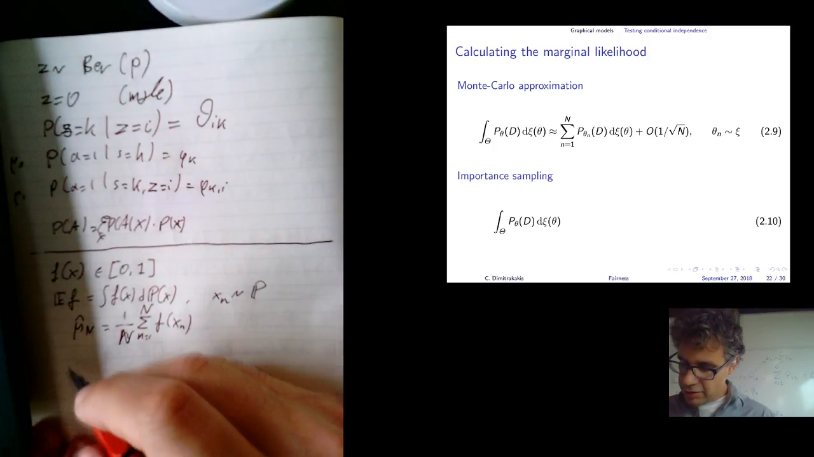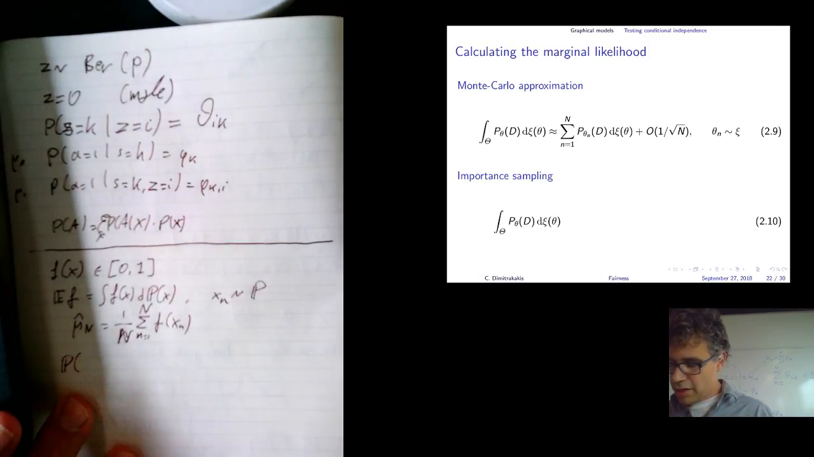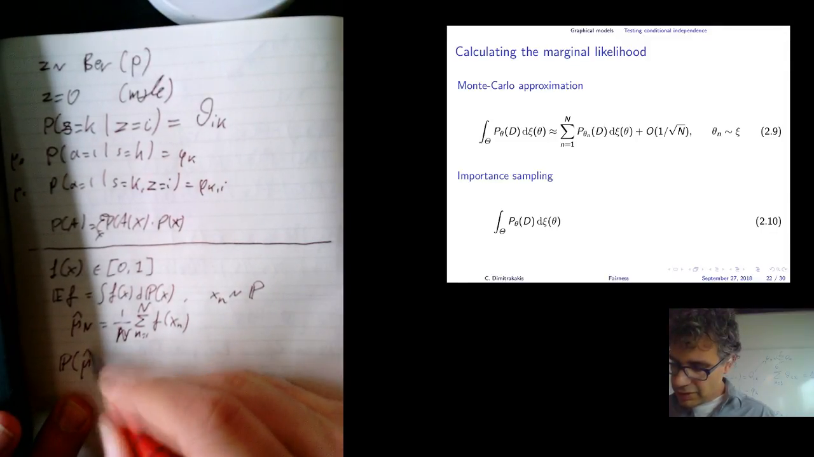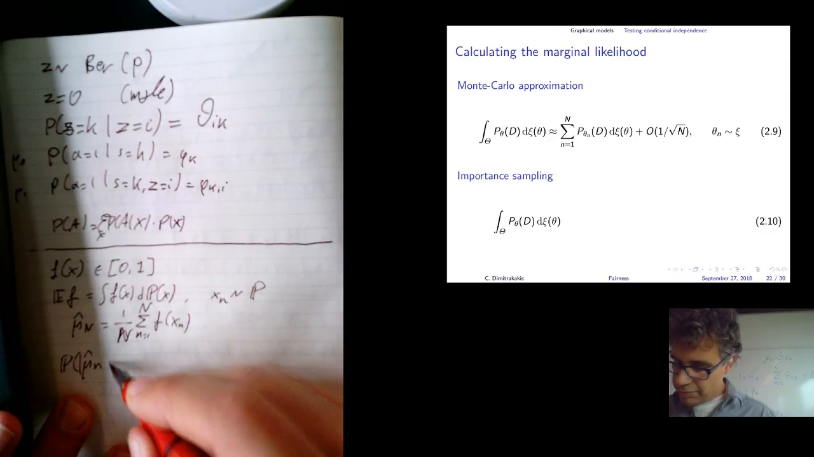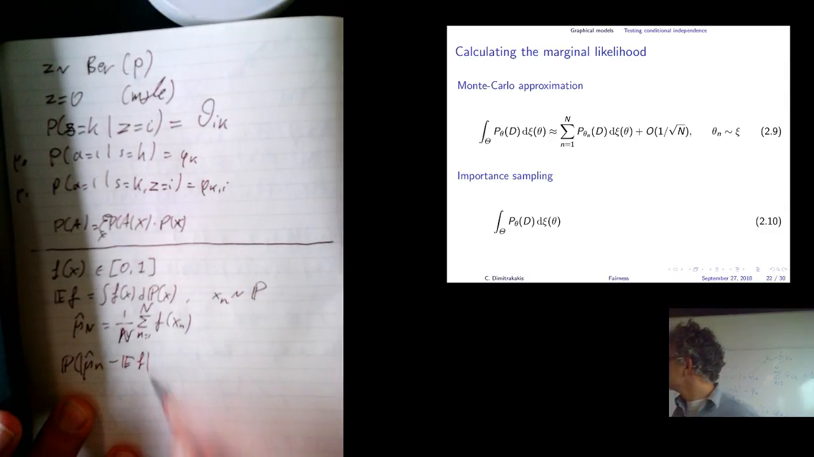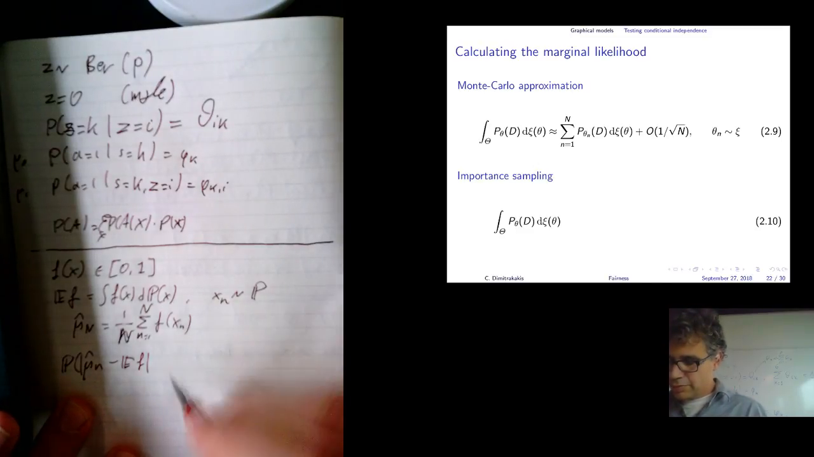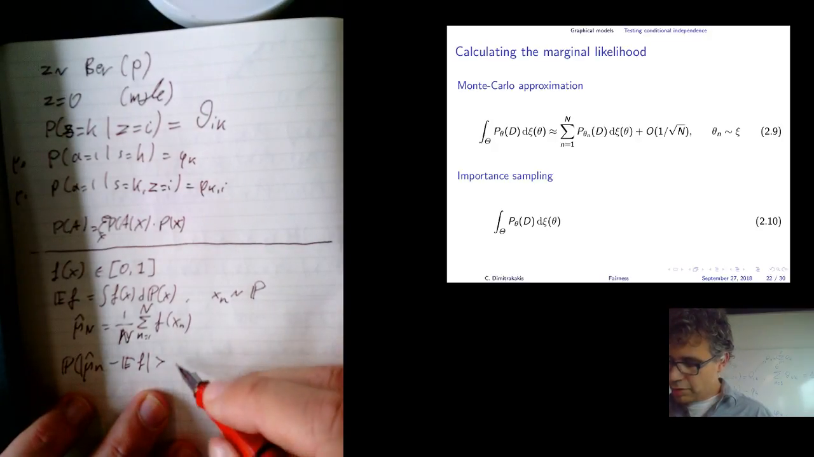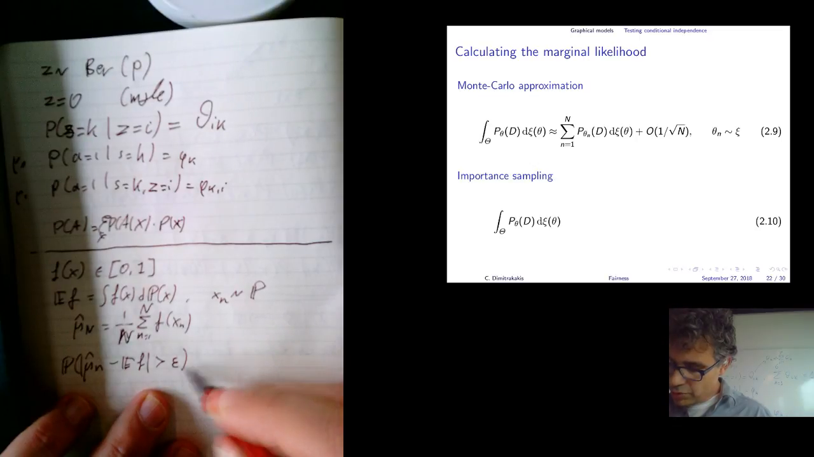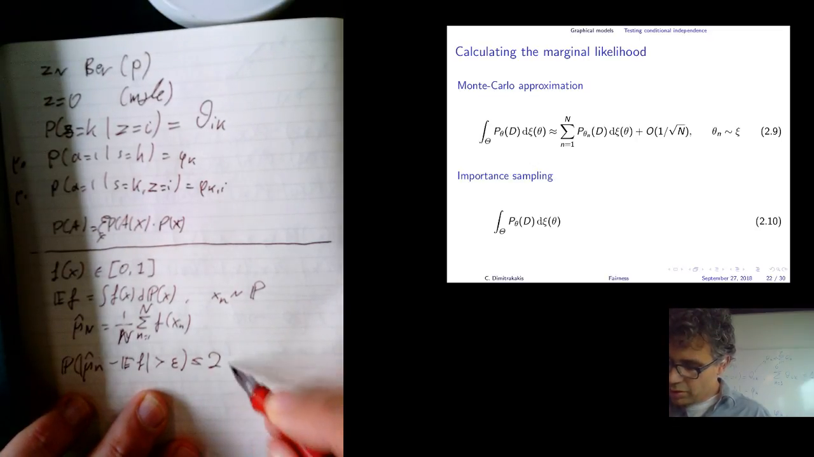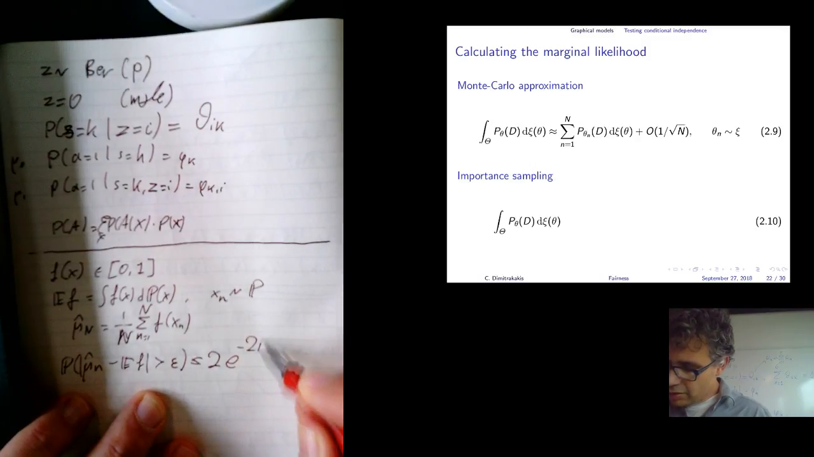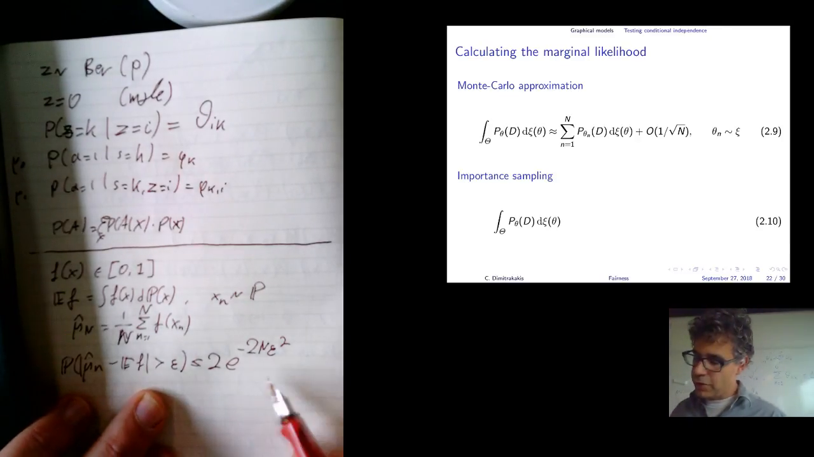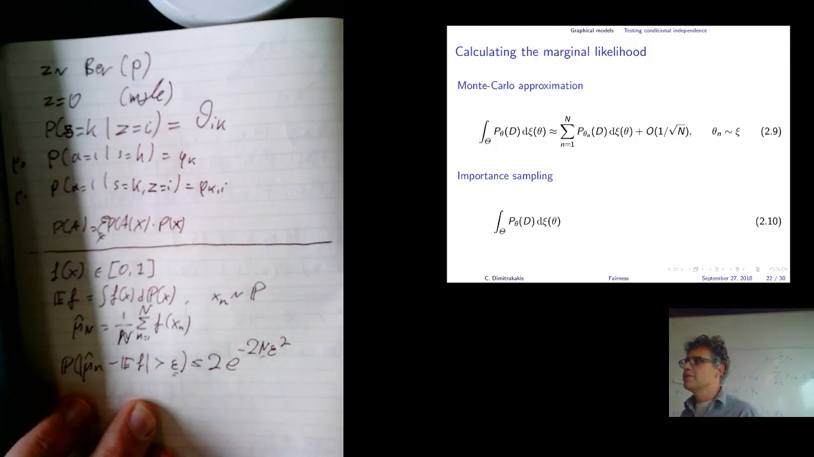Then there's a theorem that says that the probability that our estimate minus this expected value is larger than epsilon is smaller than 2e to the minus 2n epsilon squared. So that means that the probability that we are more than epsilon wrong is exponentially decreasing with n.